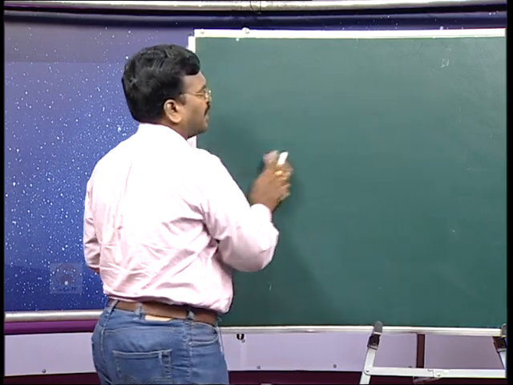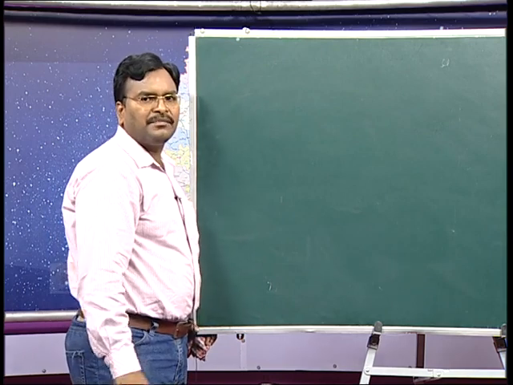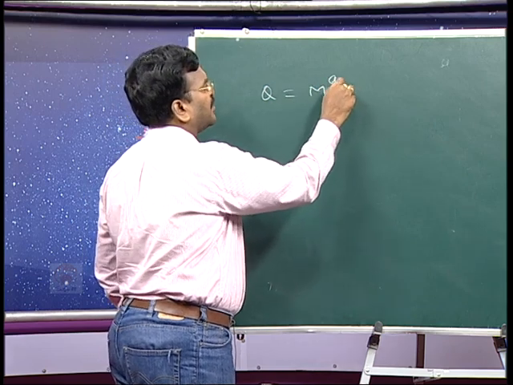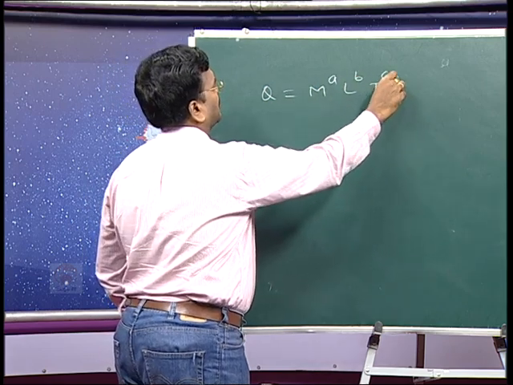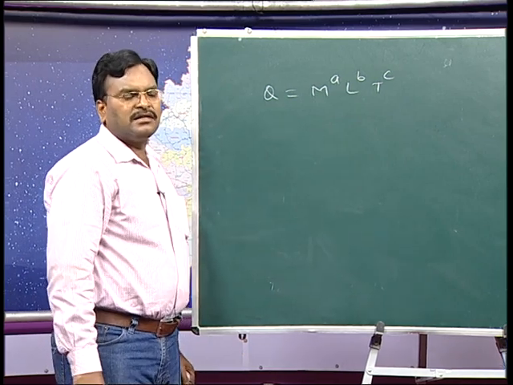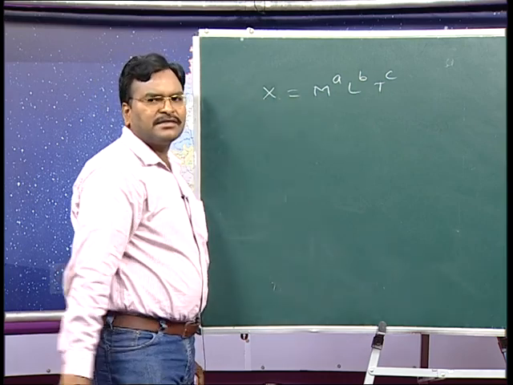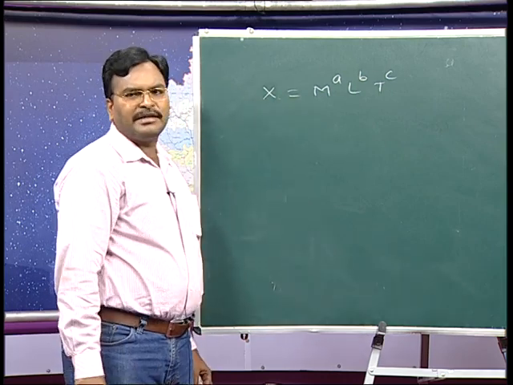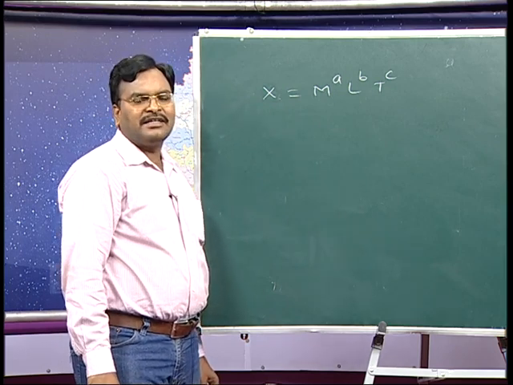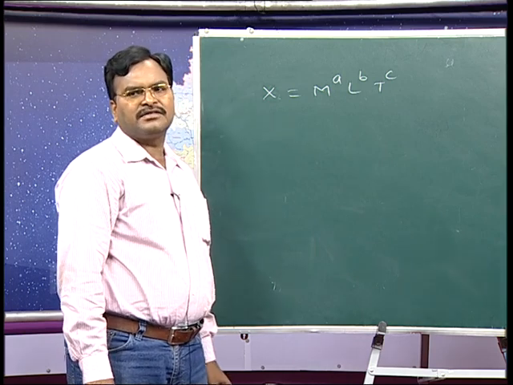Now we have the dimensional formula. What is the dimensional formula? Q is equal to M power a, L power b, T power c. Now Q, or some x, is one physical quantity. Now x is equal to M power a, L power b, T power c. What is the dimensional formula? It is an expression which represents a physical quantity in terms of fundamental quantities.